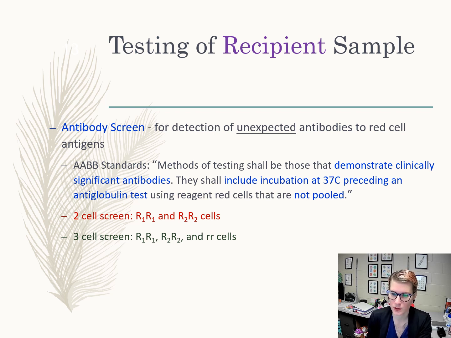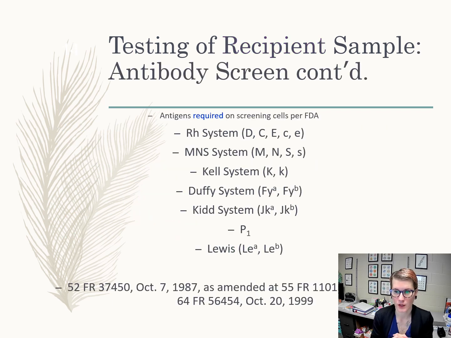So some hospitals will use a 2-cell screen. Most will use a 3-cell screen. The FDA mandates what antigens are required on screen cells in order to detect all those clinically significant antibodies. Those are the common Rh antigens, M, N, big S, little s, Kel1, Kel2, Duffy A, Duffy B, JKA, JKB, Lewis A, Lewis B, and P1.